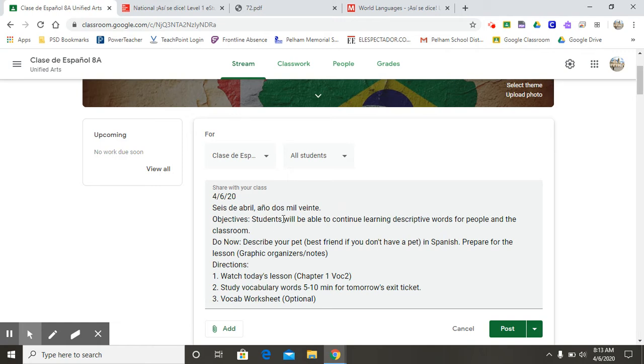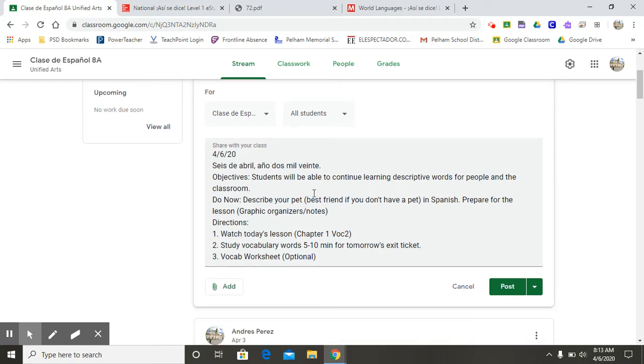Our objectives today: students will be able to continue learning descriptive words for people, and today we're going to include some things in the classroom. Do now: describe your pet. If you don't have a pet, you can describe a best friend, okay? In Spanish. So go ahead and do that. Ready, go.